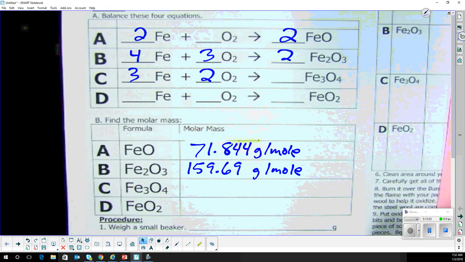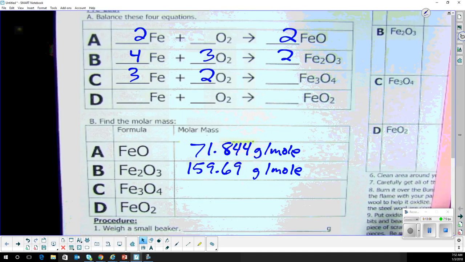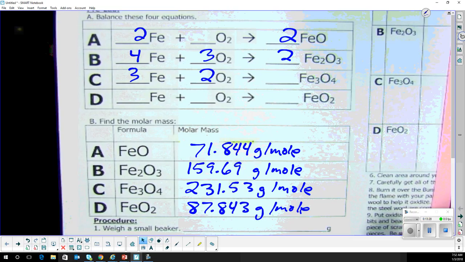Okay, somebody give me an answer for the mole mass for A. 71.844, thank you, grams per mole. What about B? 159.69. We're going to do 5 significant figures because we usually don't need more. What about C? Nobody's got C yet? 231.53. And D?